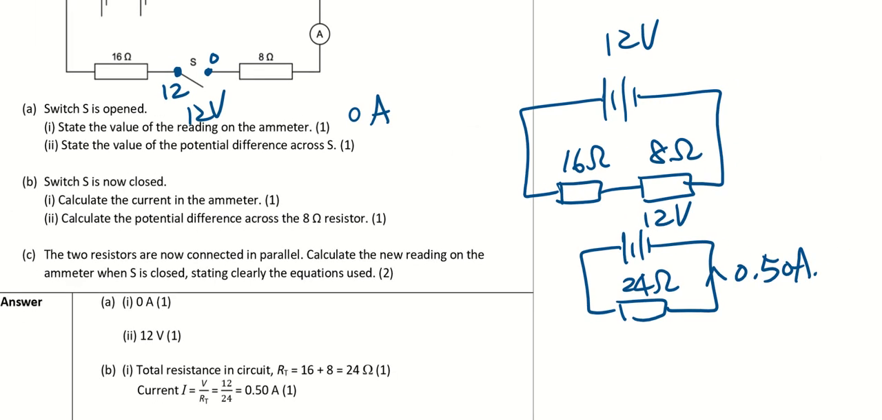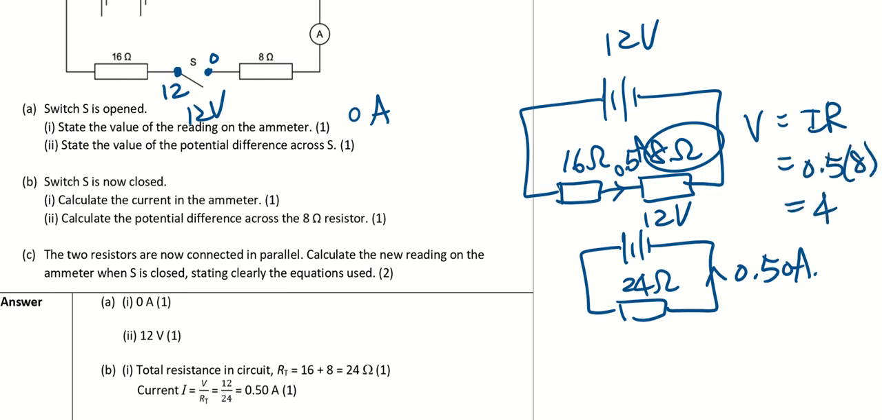Calculate the potential difference across the 8 ohm. Very simple. This 0.5 ampere flows through this 8 ohm resistor. V equals to IR equals to 0.5 multiplied by 8. So I will get 4 volts.